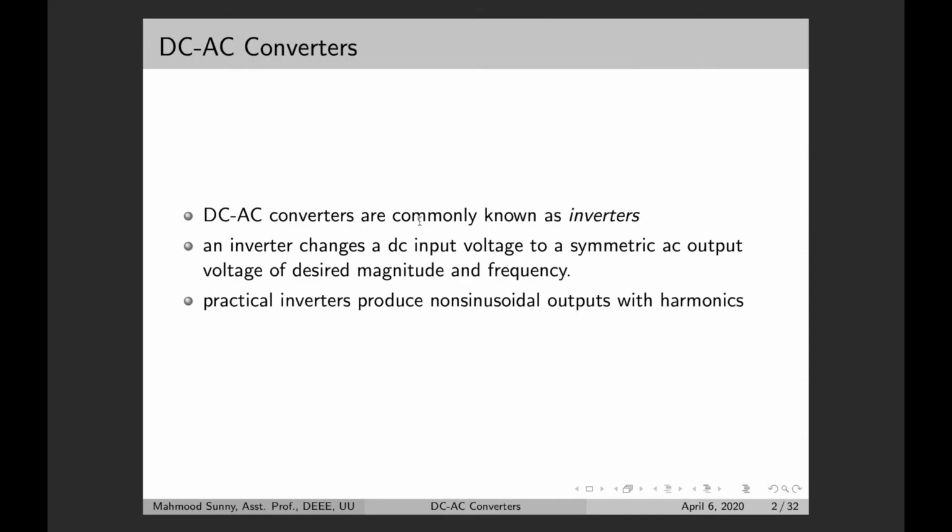So DC to AC converters are commonly known as inverters. So what does it do? It changes a DC input voltage to a symmetric AC output voltage, and if we want, we can control the output voltage magnitude and frequency. Practical inverters produce non-sinusoidal outputs with harmonics.